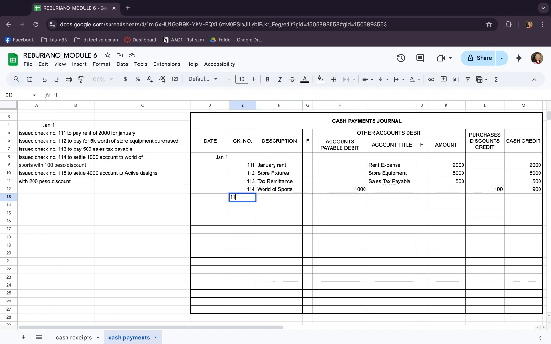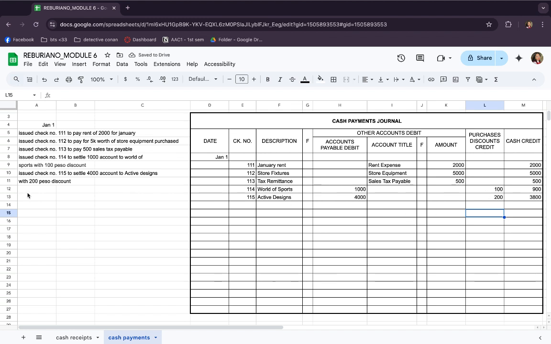And lastly, issued check number 115 to settle 4,000 peso account to Active Designs, which is another business. Once again, it is a decrease in our liability account, 4,000. And then we have a 200 peso discount. So we input that. So magkano na lang ang cash na babayaran natin? 4,000 minus 200 is 3,800.